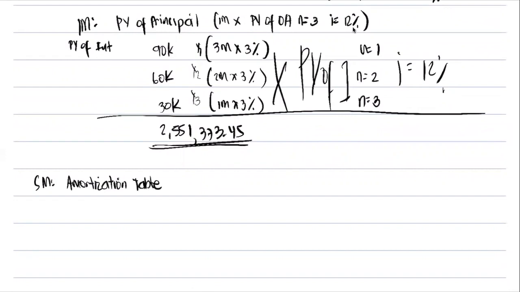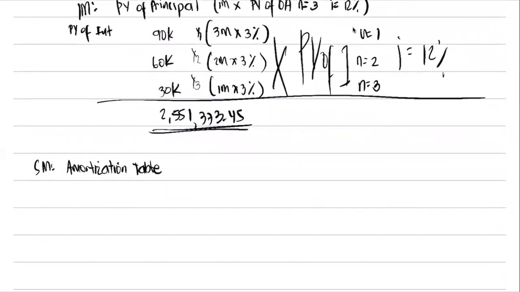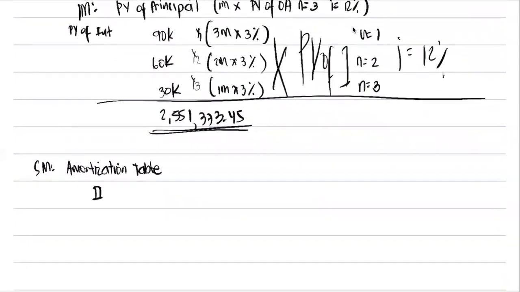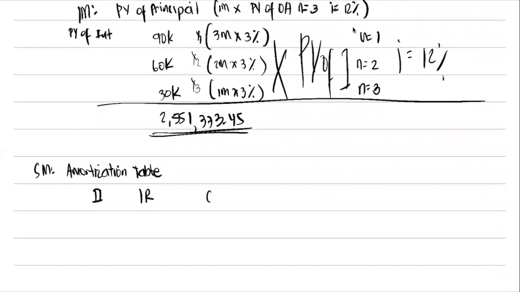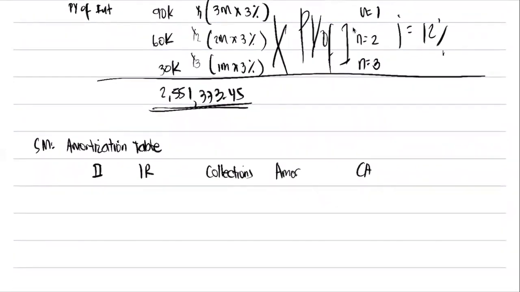Okay, so let's prepare our amortization table. We have here interest income, interest received. We have your collections, and then we have your amortization, and then we have your carrying amount. So on January 1, year 1, what is the carrying amount? 2,551,373.45.